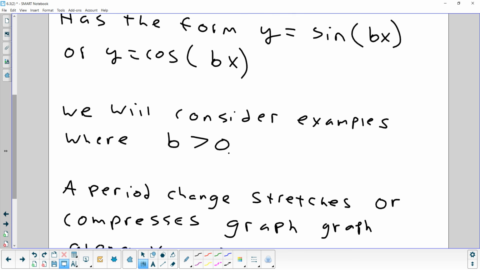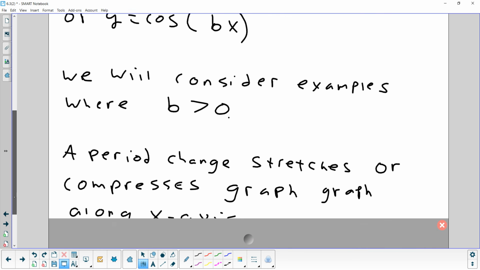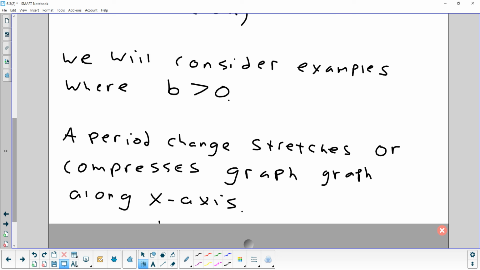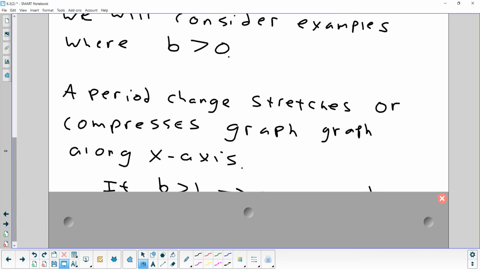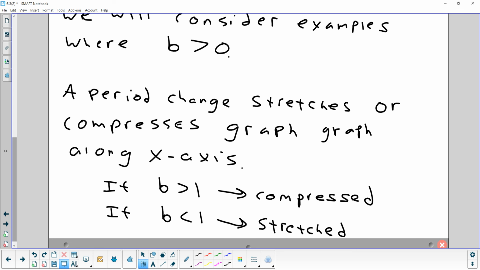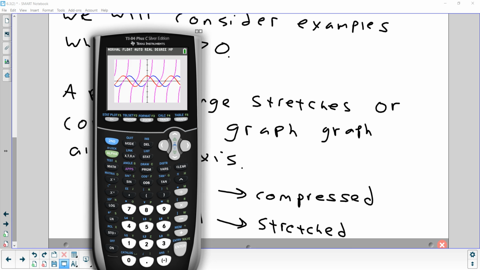So period change stretches and compresses the graph horizontally. Or you could say stretches and compresses along the x-axis. I just said that, and it's the same logic we've been using all year. If b is greater than 1, you get compression. If b is less than 1, but we're going to look at still greater than 0, so between 0 and 1, you get a stretch. All right, so let me show you an example on the calculator.